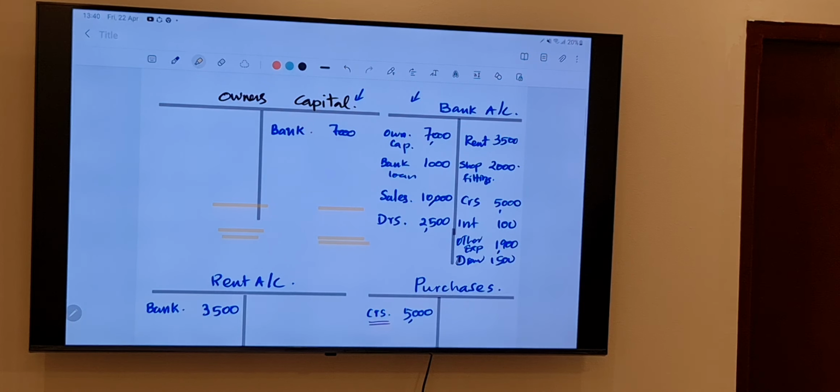In balancing, there is a rule. Everyone knows. What you do is, you check the total of the debit side. Take the total of the debit side, take the total of the credit side. Check which total is bigger, and write that total here.